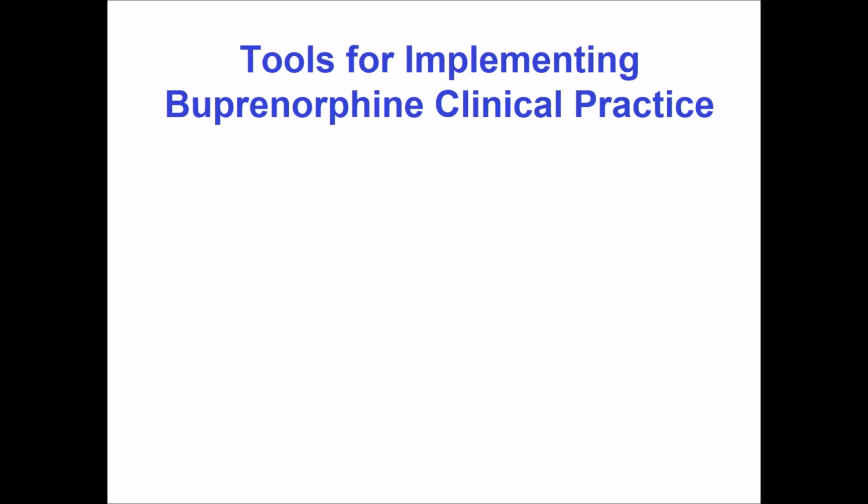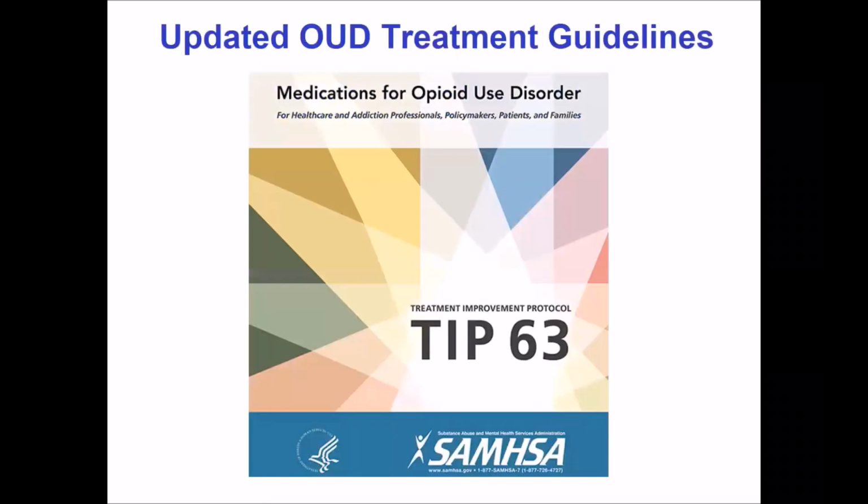So how do we do this in clinical practice? I'm going to go through several tools. I'm not going to get deep into the nitty-gritty of induction strategies, but I'm happy to field questions on those. I think one of the most helpful things to come out in the last few months was the revised TIP on medications for opioid use disorder, TIP 63. I would encourage all of you to have this in your practices handy. It's available online. You can also request a free copy directly from SAMHSA by Googling TIP 63.